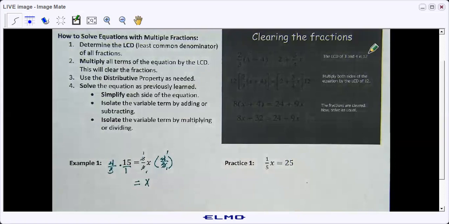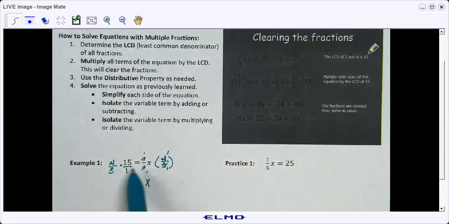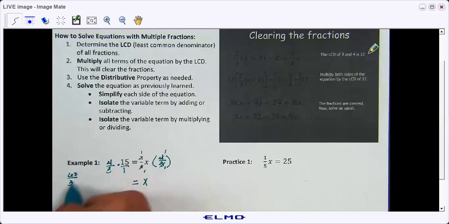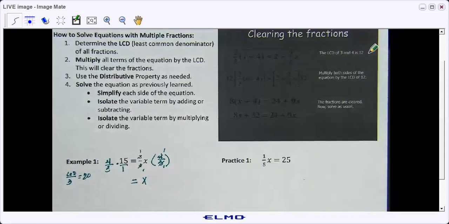Now, on the right side, whenever you are multiplying fractions, there are 2 ways that you can do this. You can multiply straight across. So 4 times 15, which is 60, 3 times 1, which is 3, and then you simplify this to 20.